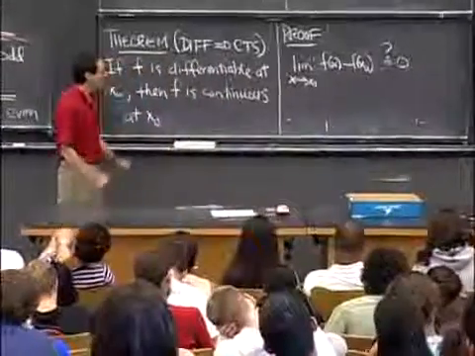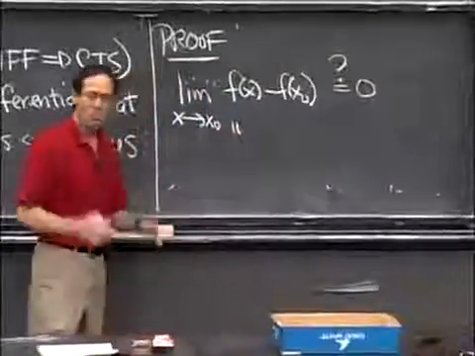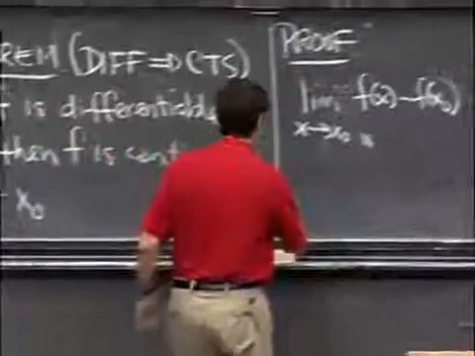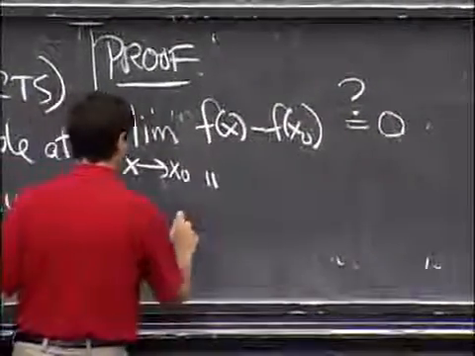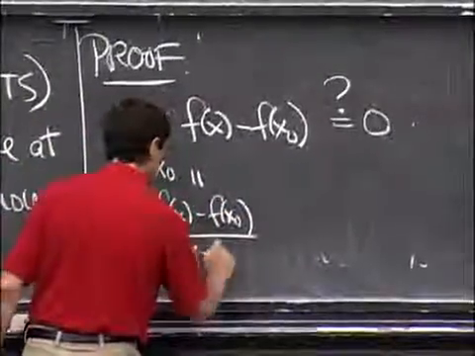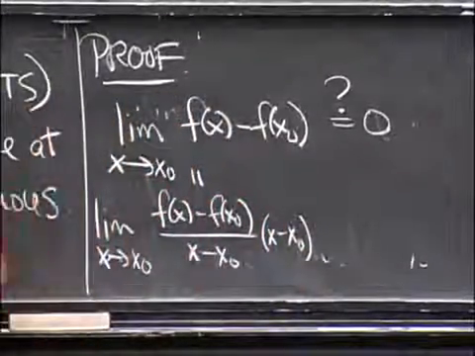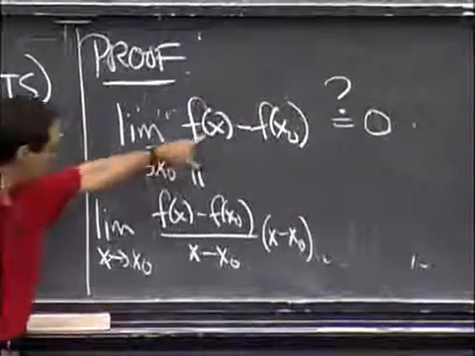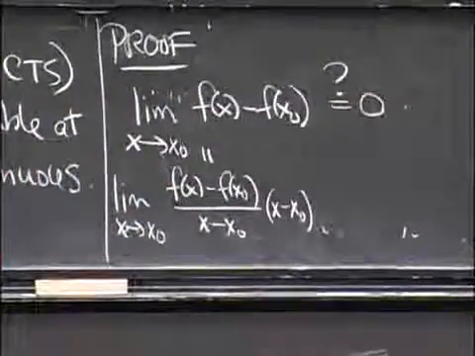And now, the way this is proved is just by rewriting it by multiplying and dividing by x minus x0. So I'll rewrite the limit as x goes to x0 of f of x minus f of x0 divided by x minus x0 times x minus x0. Okay, so I wrote down the same expression that I had here. This is just the same limit, but I multiplied and divided by x minus x0.